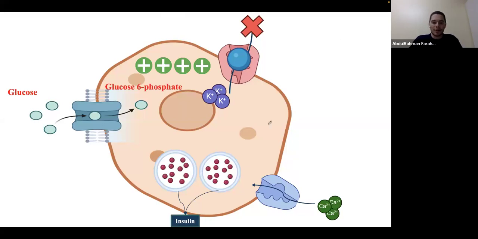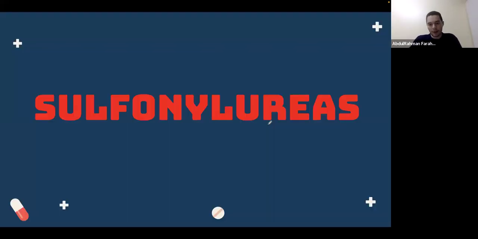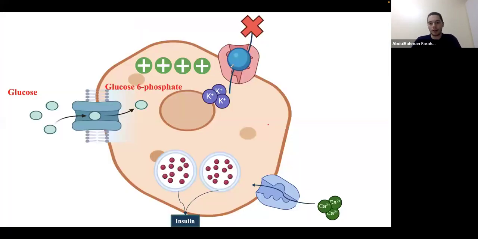Yeah. So that drug would be sulfonylurea. I want you guys to keep that in mind because sulfonylureas is a pretty high yield concept. Essentially it's a drug that binds to the potassium-sensitive ATPase and prevents the release of potassium. And so depolarization would happen, calcium would enter, and insulin would be released.